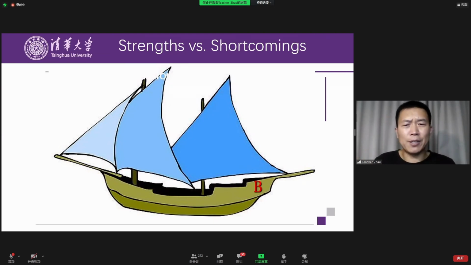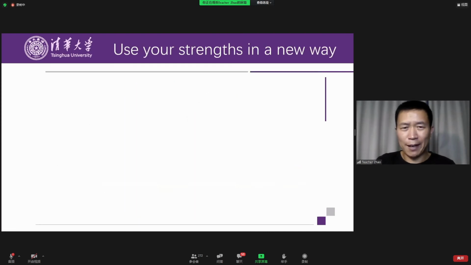If a boat has no holes, but it doesn't have any motor to make it run faster, then it will not go any direction, right? It will just stay there, because this is like a person who has no shortcomings, but also no strengths. That cannot help this person's career or life. So we have to find our strengths and use them. How to use them? At the end of this class, I'd like to give you 3 tips.